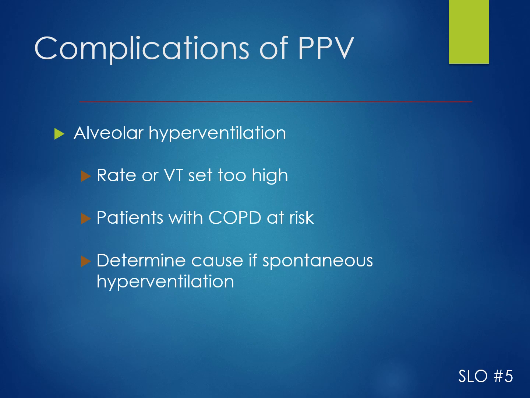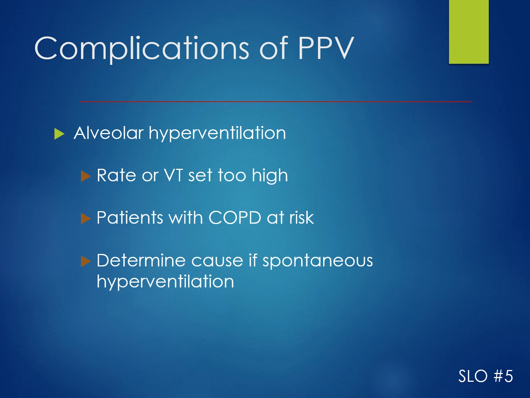So hyperventilation is a little bit more straightforward. So we know when patients hyperventilate, they're breathing out too much CO2, they're taking rapid shallow breaths. So with this would be that rate, if that rate is set too high, or if our tidal volume is set too high. Patients with COPD are at risk too, because we want to make sure that we're not giving them too much oxygenation to decrease their respiratory drive.